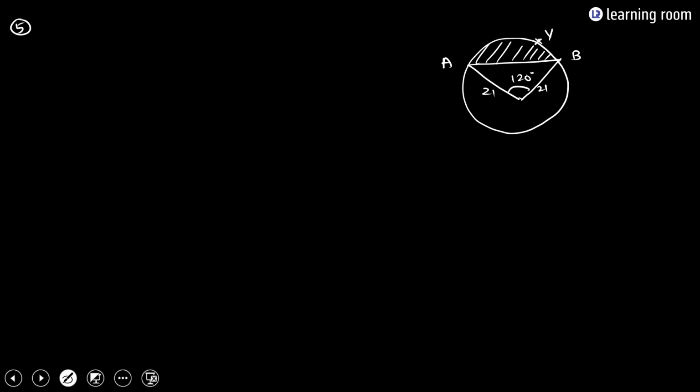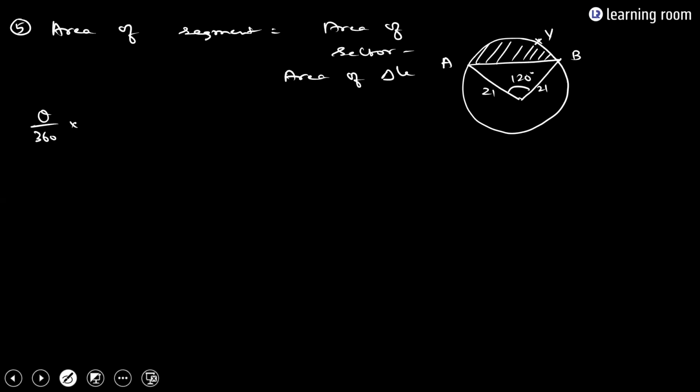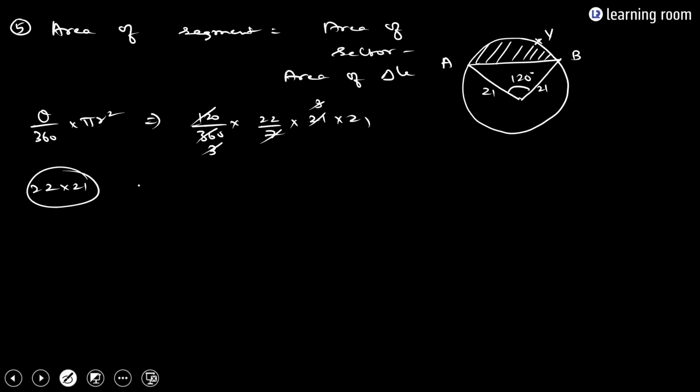So how to solve this? Just now we saw the formula. What is the area of segment? That is area of sector minus area of triangle. What is the area of sector? Theta by 360 into pi r square, which implies theta is 120 by 360 into pi is 22 by 7 into r square is 21 into 21. It goes 3 times. So it is 22 into 21, which is going to give you 462 centimeters square.